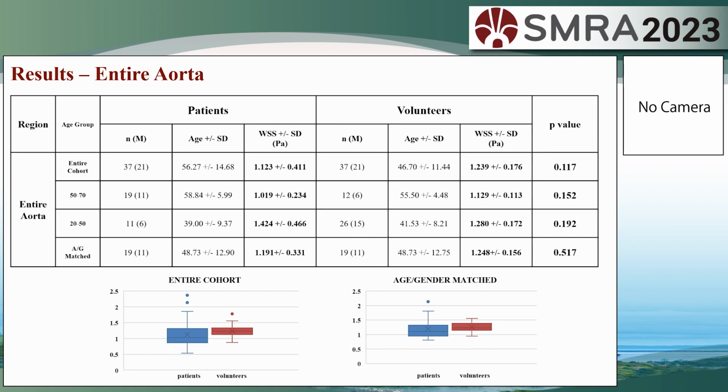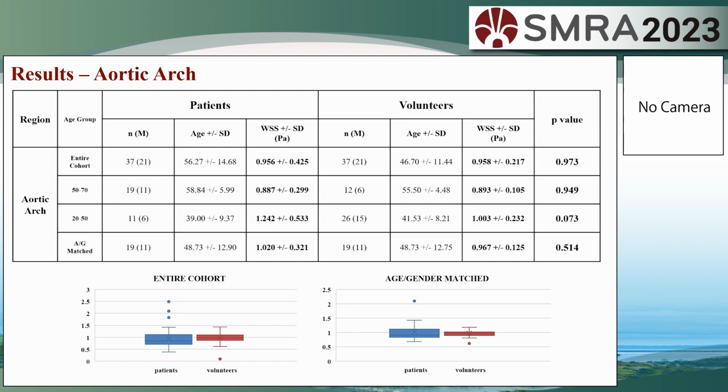When we look at the results in the entire aorta, the wall shear stress levels in the patient group and volunteers did not show any significant difference in all groups, including the entire aorta and also the subgroups. And the box plots represent the results for the entire cohort and age and gender matched subgroup specifically. Similarly, in the aortic arch, we did not see any significant difference between the patients and volunteers in the wall shear stress results for the entire cohort and subgroups as well.